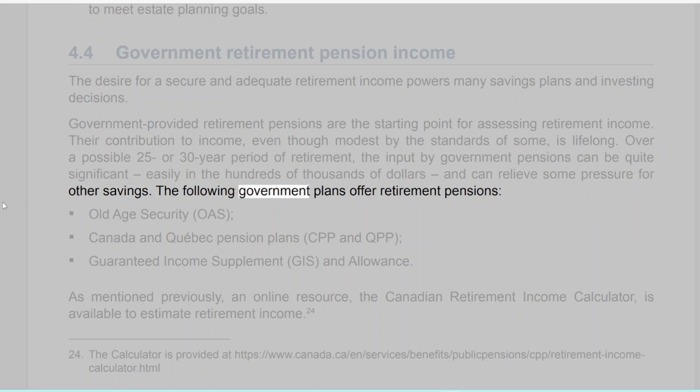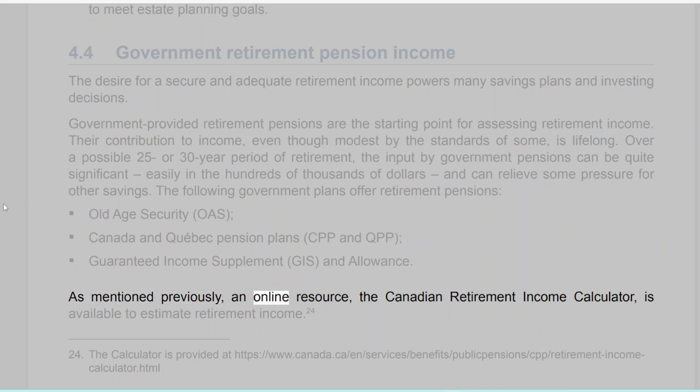The following government plans offer retirement pensions: Old Age Security, OAS; Canada and Quebec Pension Plans, CPP and QPP; Guaranteed Income Supplement, GIS and Allowance. As mentioned previously, an online resource, the Canadian Retirement Income Calculator, is available to estimate retirement income.